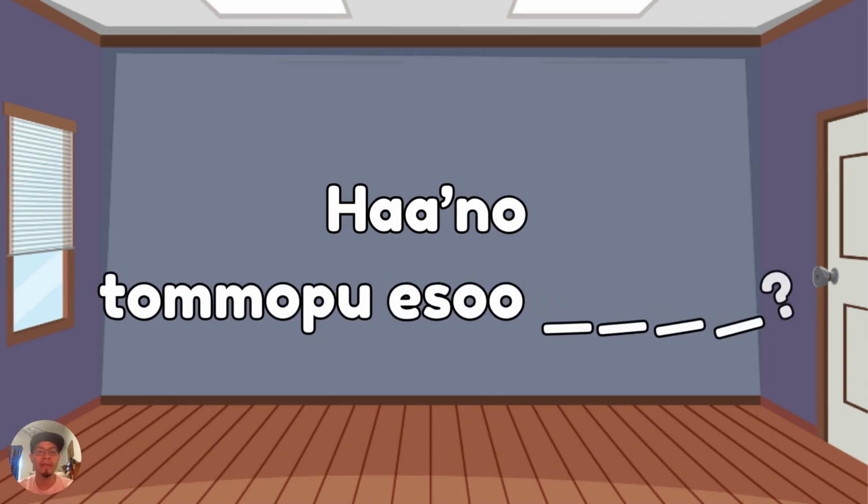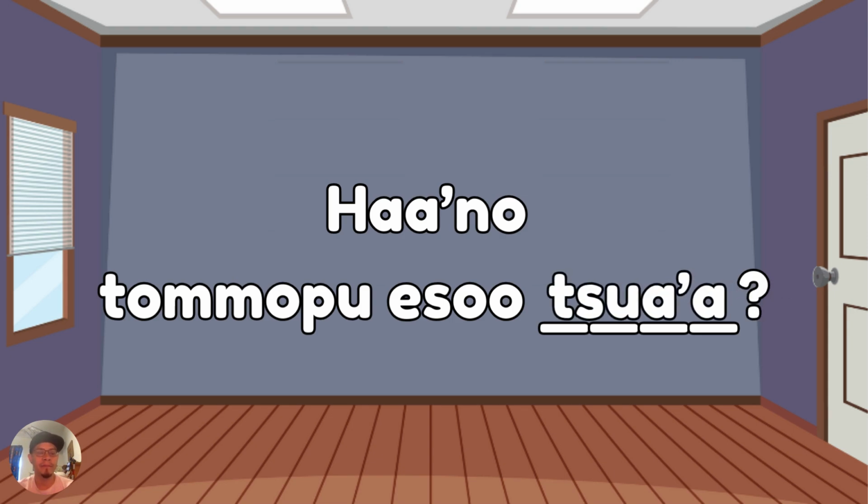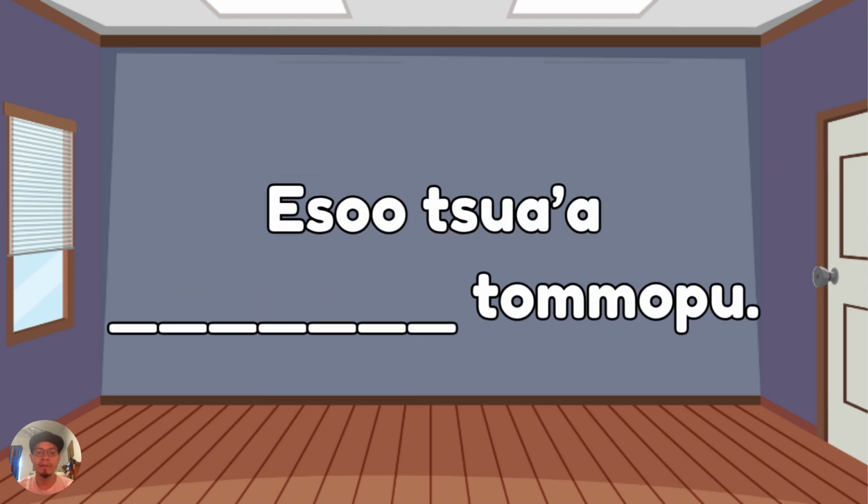If you want to ask how old is this person, like this girl, ha no tomop ishu. Remember, ishu means this, and in the blank you would put your noun. For girl, tsa. Ha no tomop ishu tsa. How old is this girl? To answer, you would say ishu tsa blank tomop, and in that blank you would put the age.